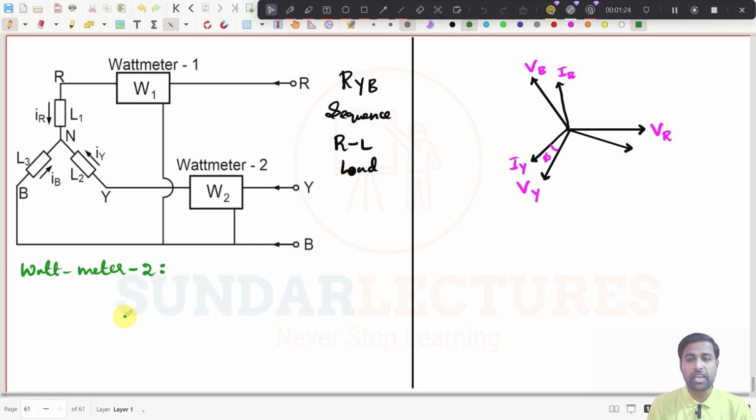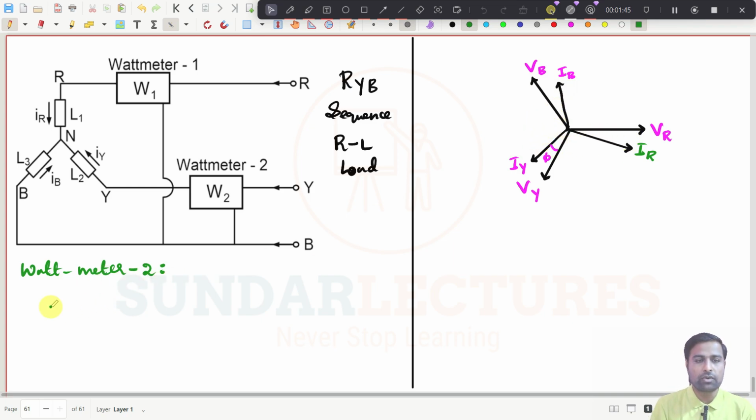Anyway, now we will go to wattmeter number 2. We will study what wattmeter number 2 is. Same diagram, whatever we have taken in the previous one. This is the RYB sequence, this is an RL load, so this is VR, VY, VB, and the angle between these two will be phi, right? This is IR, this is IY, this is IB, right? The lagging angle is phi, right?